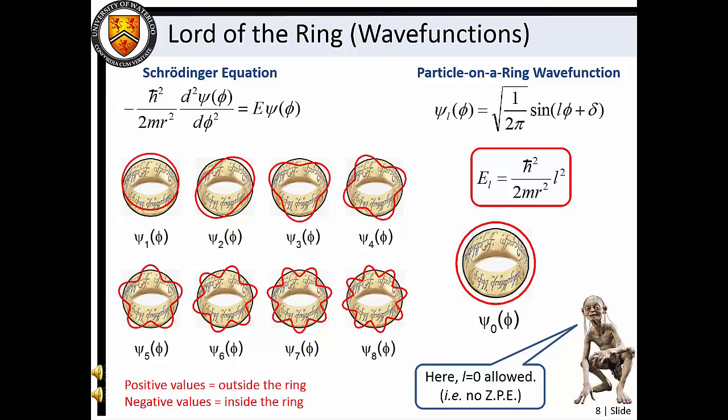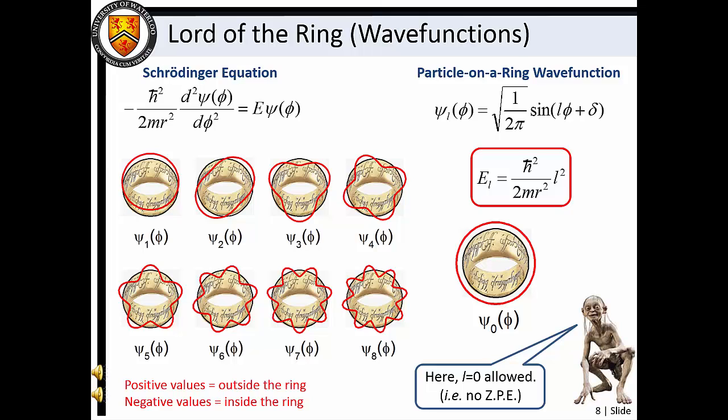Whereas the particle in a box energies were inversely proportional to mL squared, the particle on a ring energies are proportional to mr squared, where r is the ring radius. Note that mr squared is the particle's moment of inertia, which can be thought of as an angular analog to mass. We will discuss this idea in much more detail in our section on rotational spectroscopy.